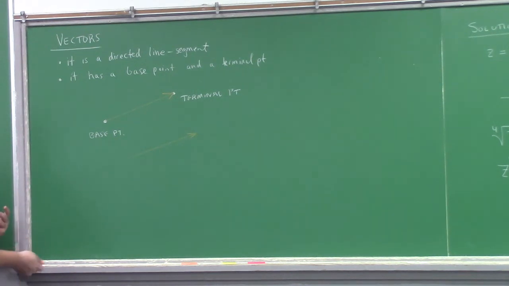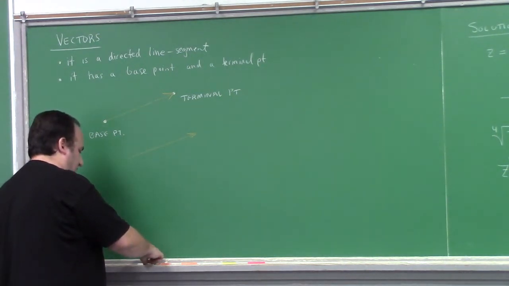Not everyone insists on a base point being fixed. Some people allow the base point to vary, all right? But to calculate a given vector, if you have a base point and a terminal point, you can calculate the vector. Let me just tell you how to do that.